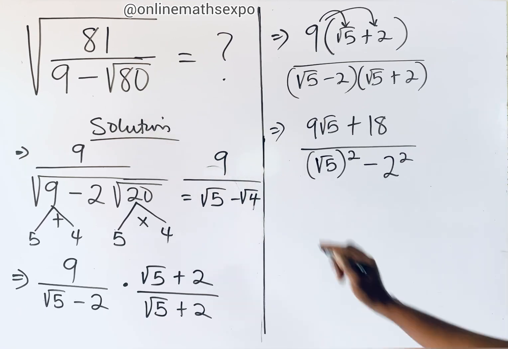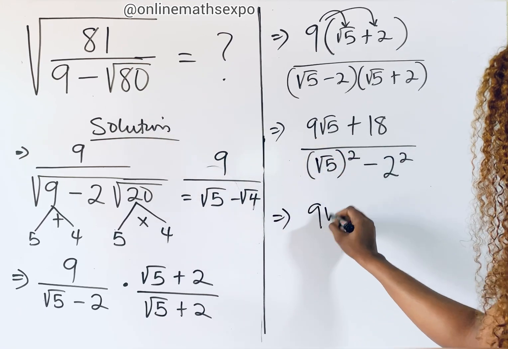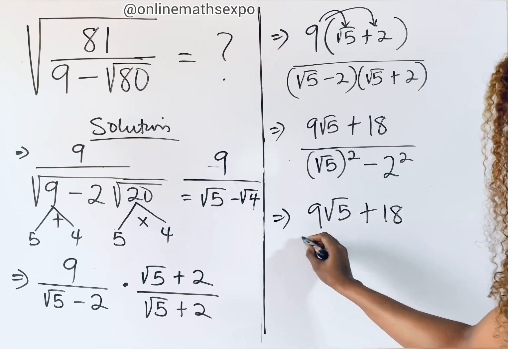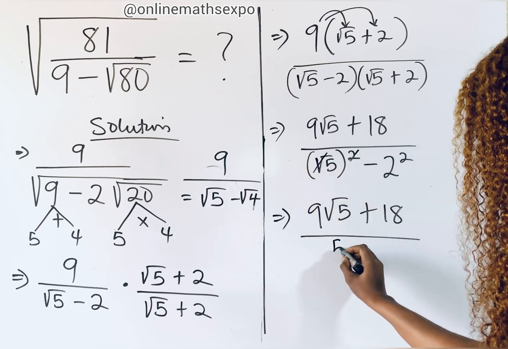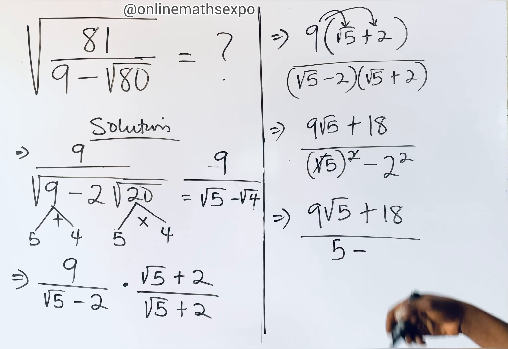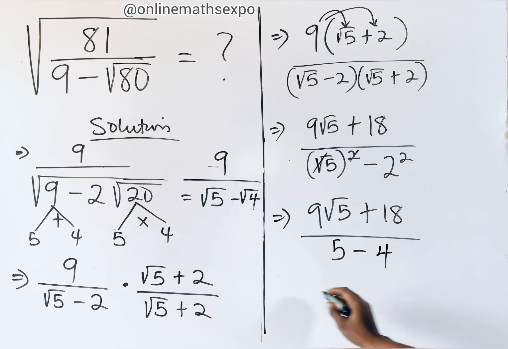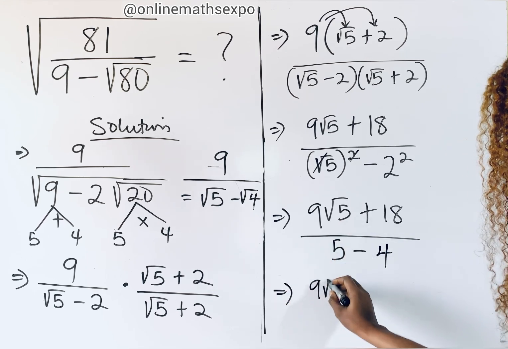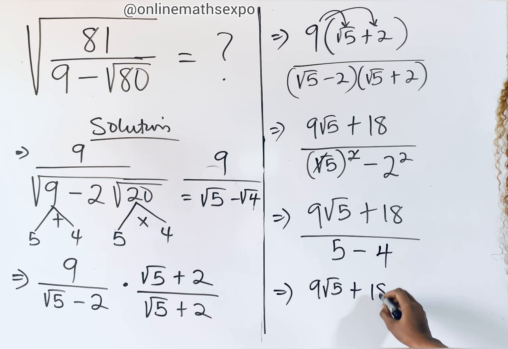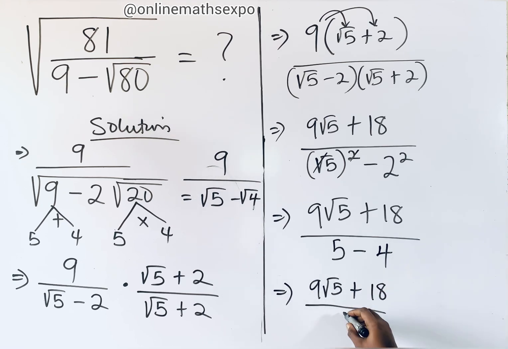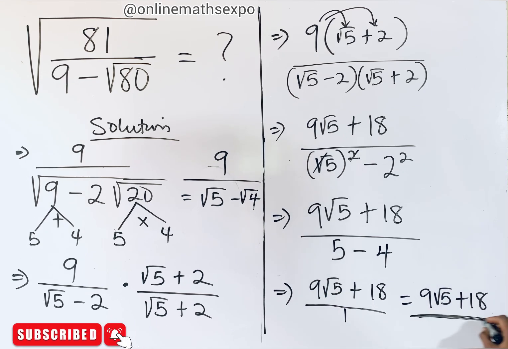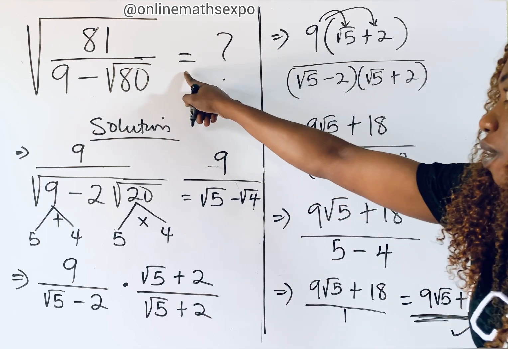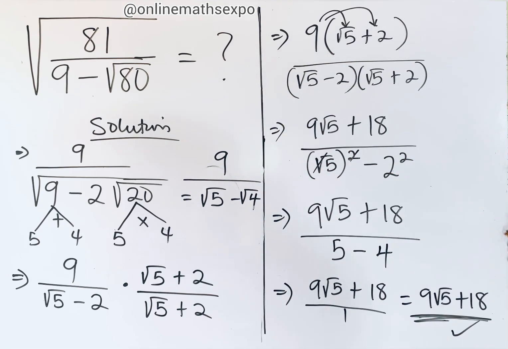We are going to now have this as 9 root 5 plus 18 divided by, now this square, we cancel the square root, so we are left with 5 minus 2 to the power of 2, which is 2 times 2 to give us 4. If you keep simplifying, you have 9 root 5 plus 18 divided by, subtract this, it gives you 1. And when you divide a number by 1, it gives you 9 root 5 plus 18. And this is the answer you get for simplifying this without using your calculator.